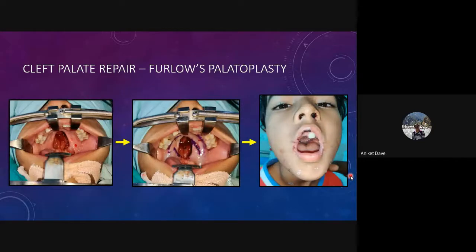Sometimes we perform a technique known as the Furlow palatoplasty, which involves a Z-plasty, which helps in lengthening the palate, which is often required because the palate in these patients is sometimes quite short. And even after a palatoplasty, the soft palate is unable to meet the posterior pharyngeal wall, which is required for normal speech function. I will come into that in more detail in a bit.